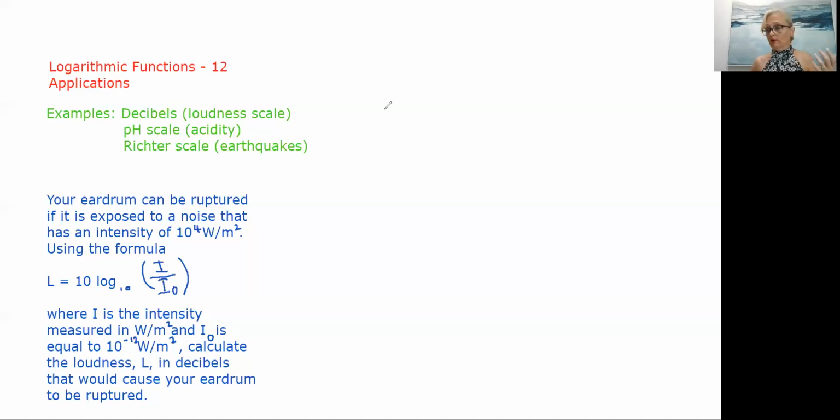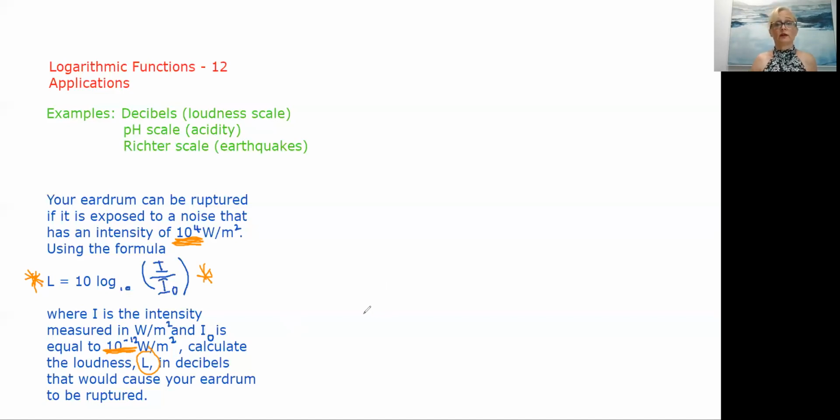Okay. All right, what are our key bits of information that we need to know? Well, obviously our formula is important. We need to use that formula. What do we need in order to use that formula? Well, we need to know that the intensity of 10 to the 4 is going to cause our eardrum problems, and we need to know that I naught equals 10 to the negative 12. The other thing we need to know is what are they asking us to do? They're asking us to calculate L under those circumstances.